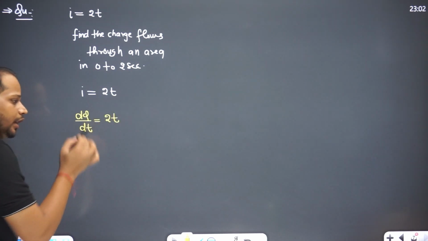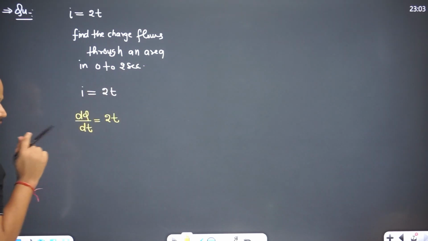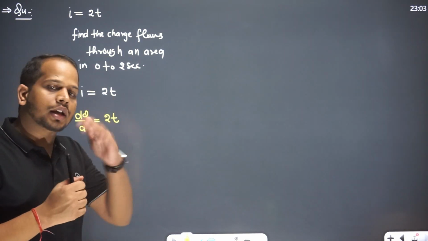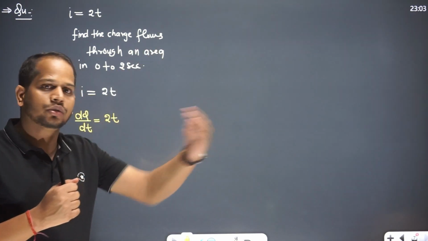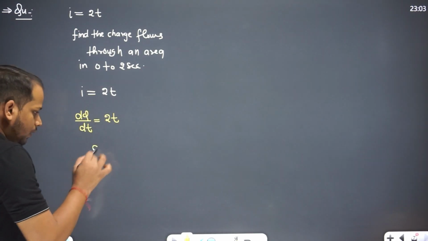Why am I just taking dq by dt? Because this is a function of time. So I is changing. When something is changing, then we have to find the instantaneous value. And if they are asking for a large interval, then we will find the average. Okay, let's see what we can write over here.